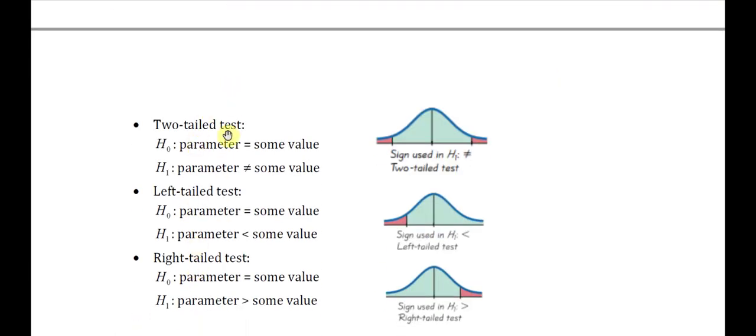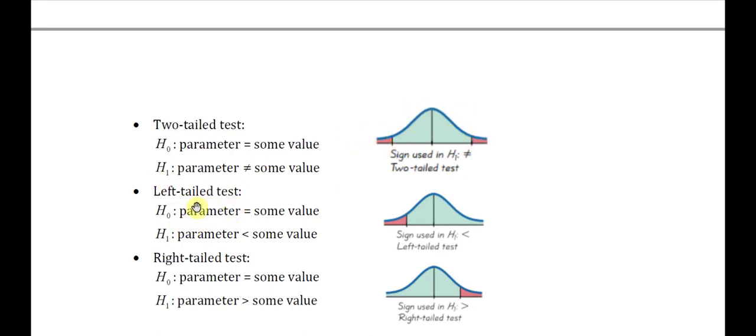For the two-tailed test, the null hypothesis says the parameter is equal to some value. That means we focus on both tails, the left tail and the right tail. Then the alternative hypothesis says the parameter is different from the value in the null hypothesis. This is the two-tailed test, so the different-from sign represents the two-tailed test.